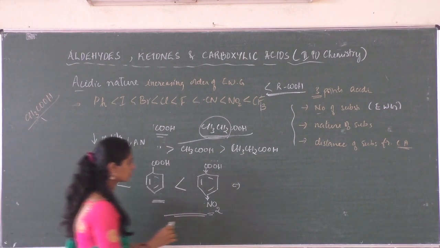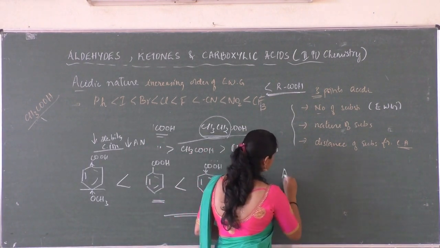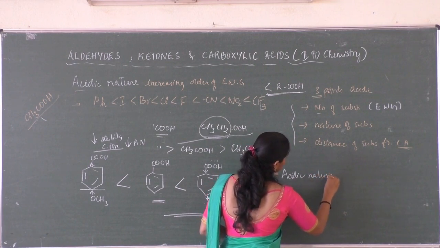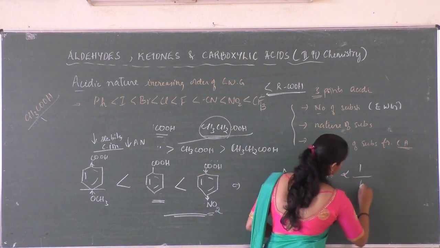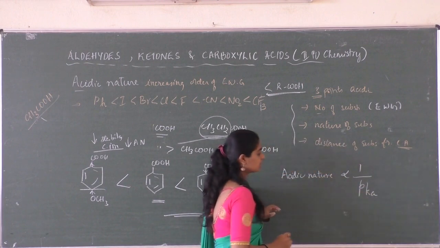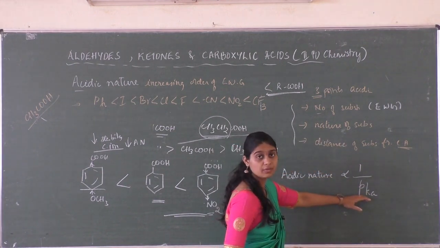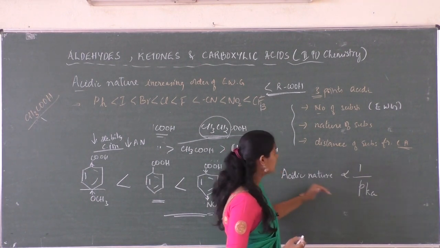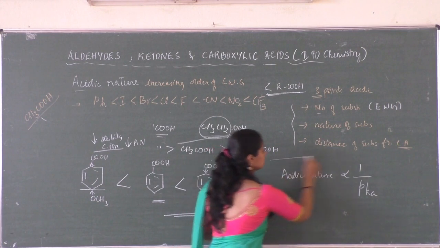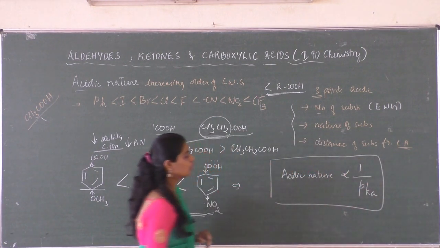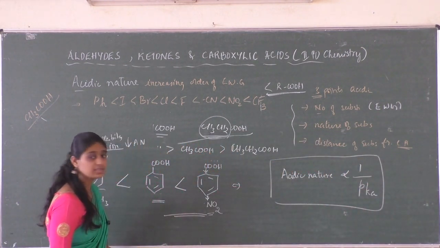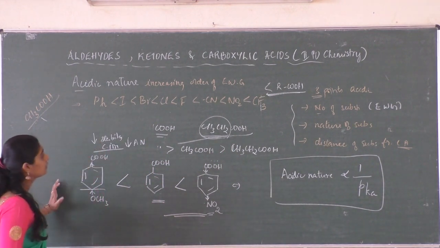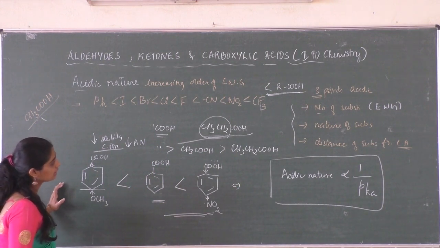Clear? And one thing you need to note: acidic nature is inversely proportional to pKa value. That is, the lower the pKa value, the higher the acidic strength, or the higher the pKa value, the lower the acidic strength. This is a thing you need to note while answering the questions. So this is what we have discussed in today's class.